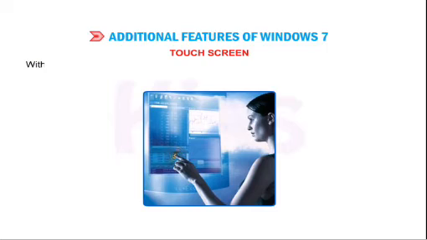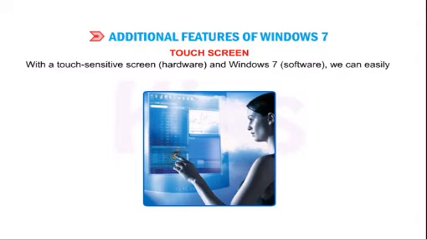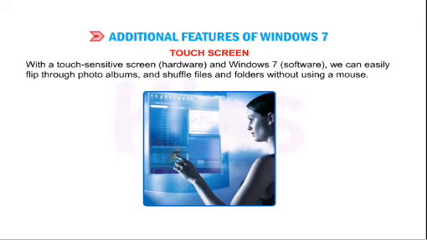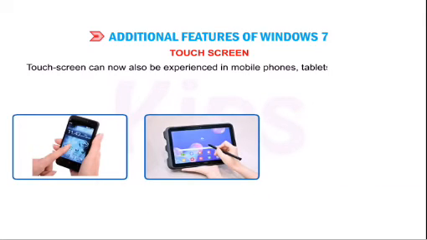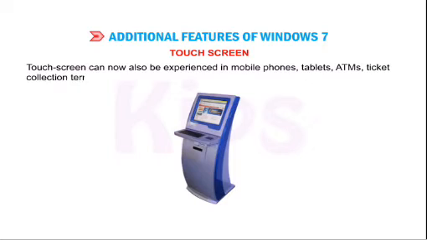Touchscreen. With a touch-sensitive screen, hardware, and Windows 7 software, we can easily flip through photo albums and shuffle files and folders without using a mouse. That screen can now also be experienced in mobile phones, tablets, ATMs, ticket collection terminals, etc.